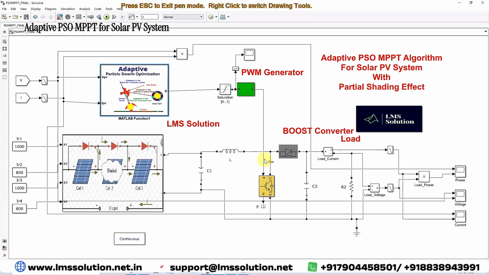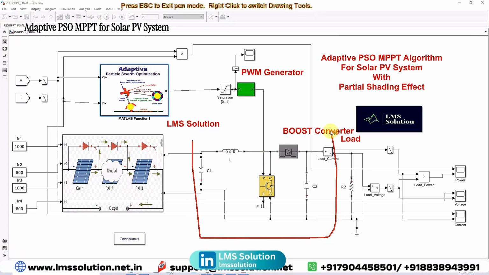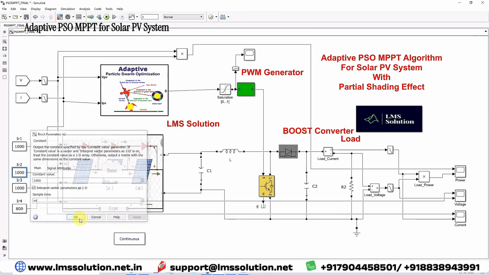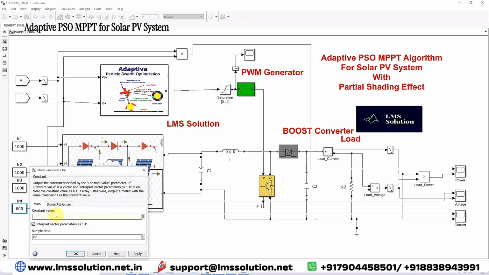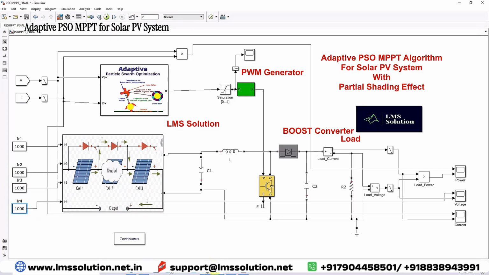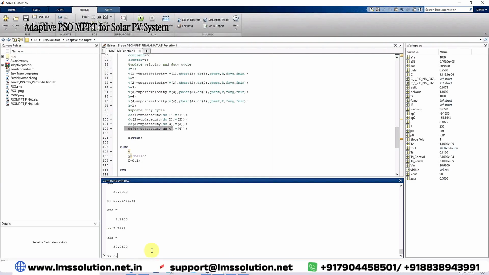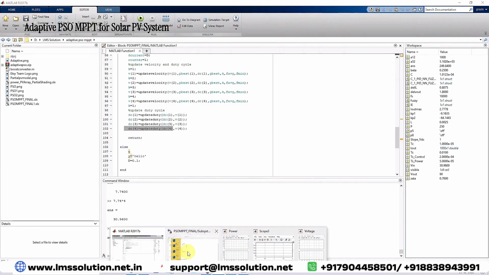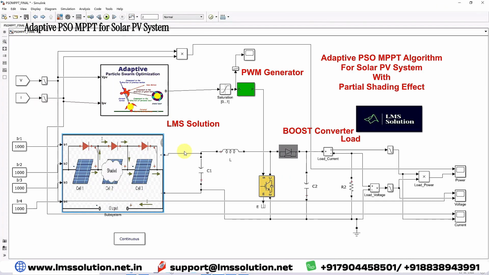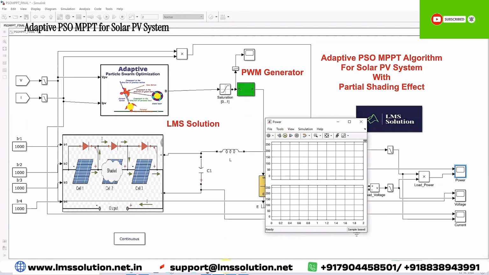Now I'm going to explain the system. Here you can see that this boost converter is connected in between the load and the PV panel. First I'm going to set the irradiation of all panels equal to 1000. Here the panel rating is 62.46 watts, and 62.46 times 4 is around 250 watts. The maximum power attained at the standard test condition is 250 watts. So I'm going to fix the irradiation of all panels equal to 1000, and now I'm going to simulate the model and check the results.